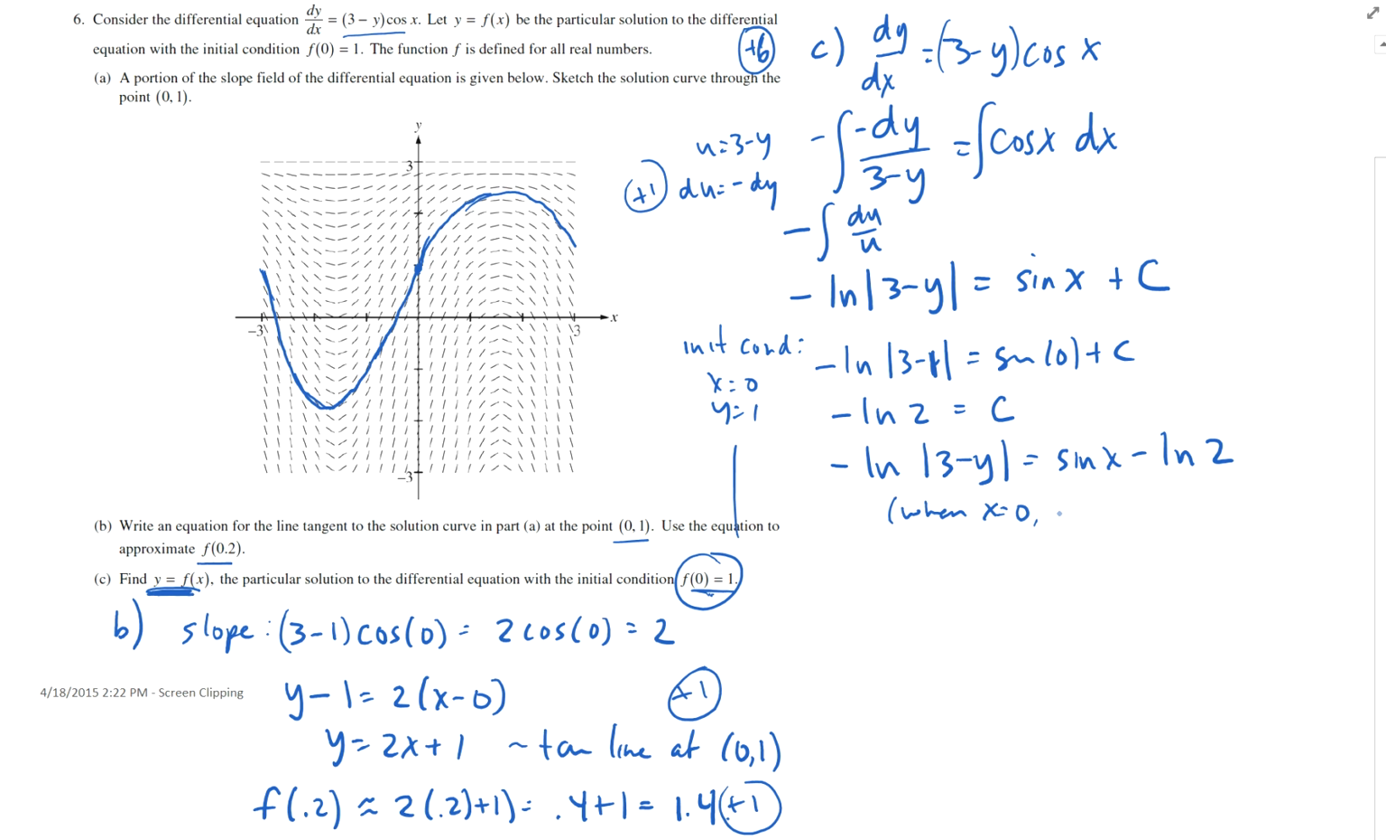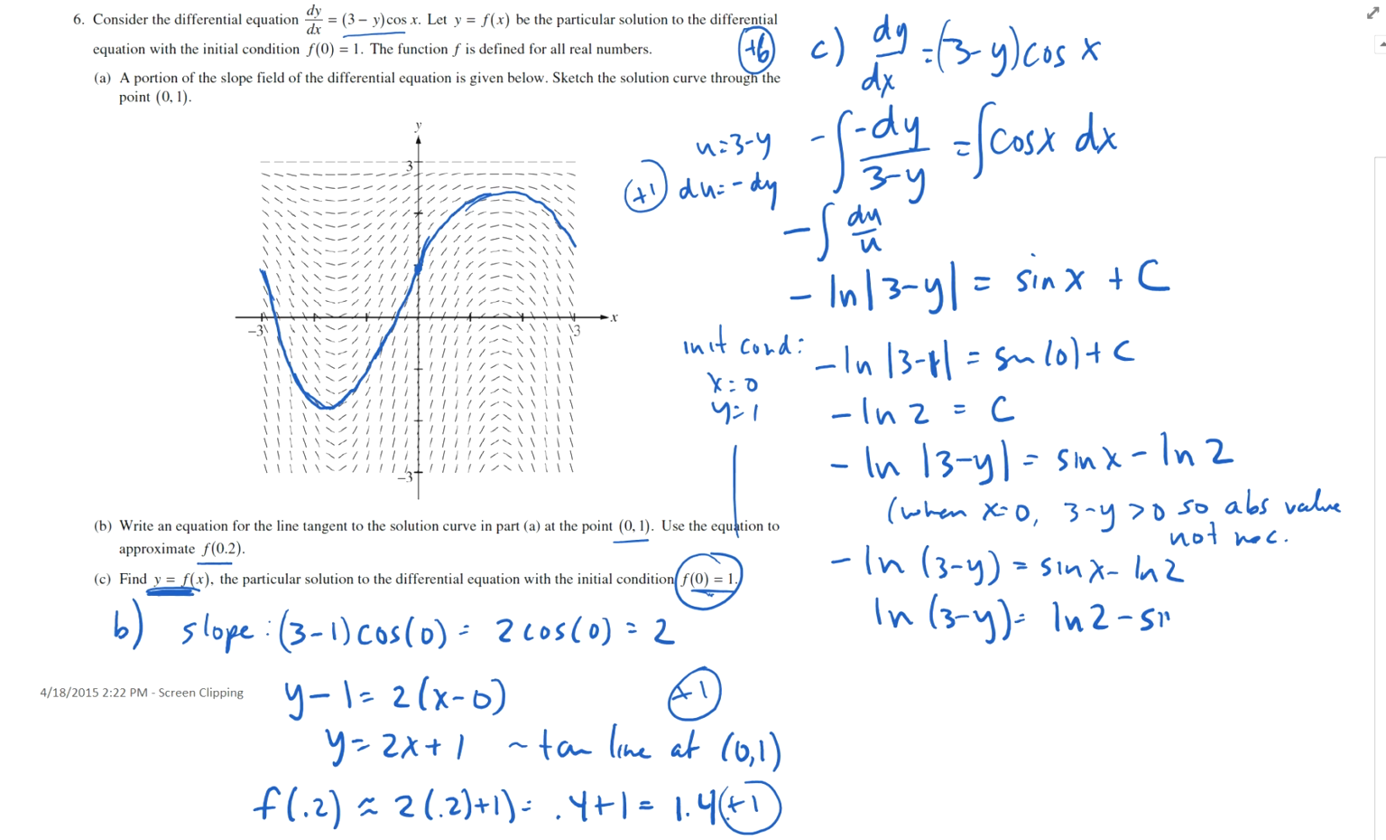So when x is 0, 3 minus y is positive. So absolute value not necessary. Okay, so I can go ahead and eliminate those and just write 3 minus y equals sine of x minus natural log of 2. And I'm going to go ahead and solve for y now. So if I rewrite this as an exponent, I'm going to multiply by negative, so I get natural log of 3 minus y equals natural log of 2 minus sine of x.